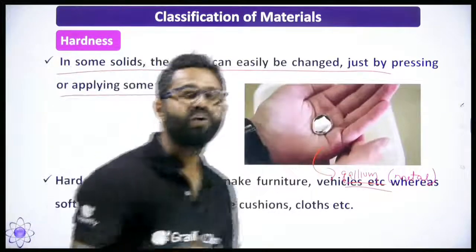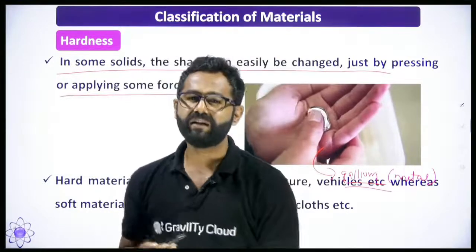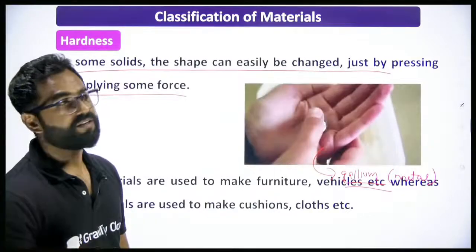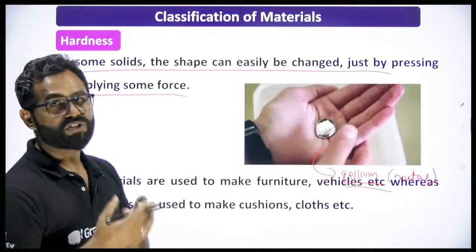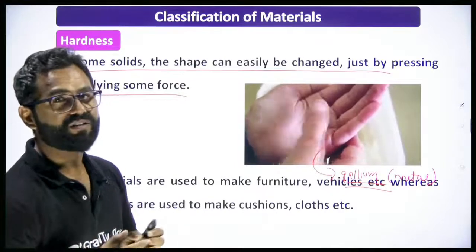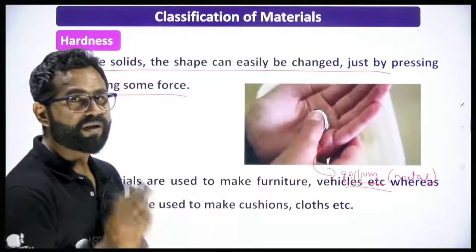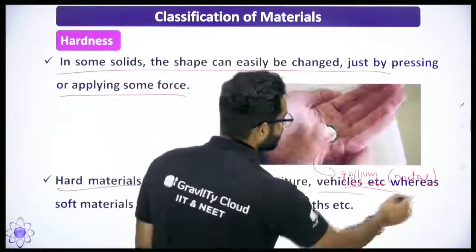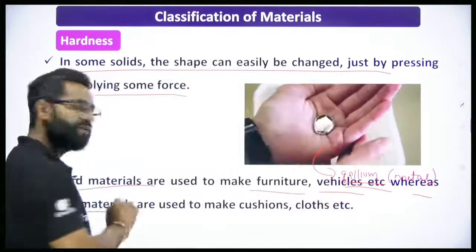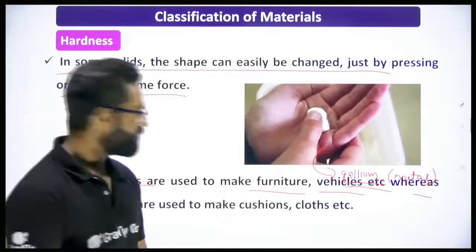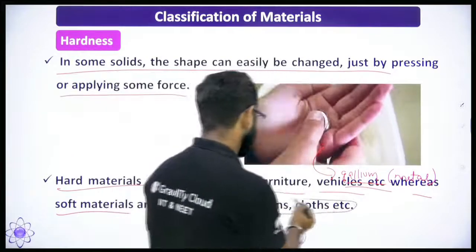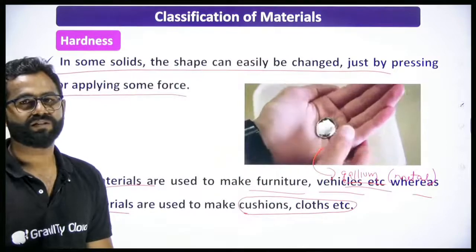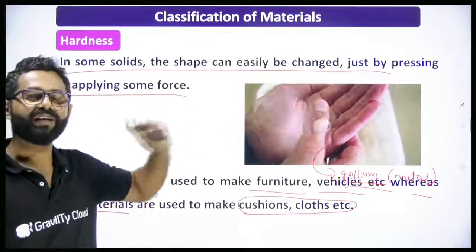So mostly all the hard materials are used to make trucks, bicycles, vehicles, or we can say the TV or chair, furniture. All of these things are made by using hard materials. So hard materials are used to make furniture and vehicles, whereas soft materials are used to make cushions, clothes, all these things, right? Simple. Understood? So this is how we can easily understand.